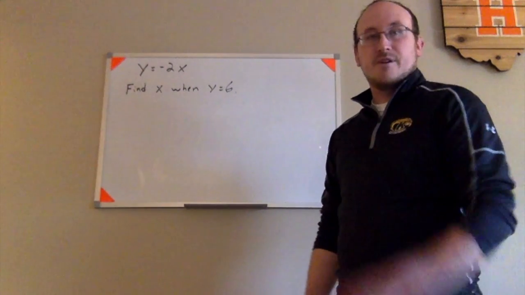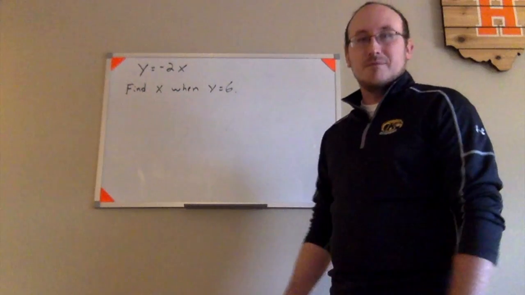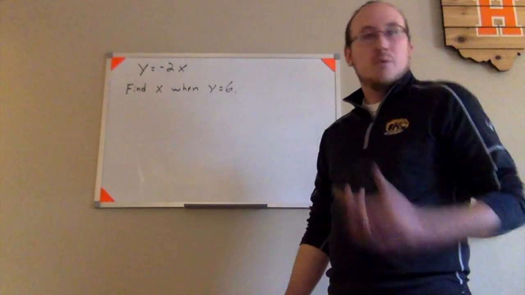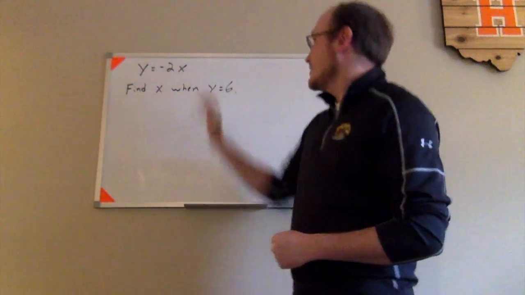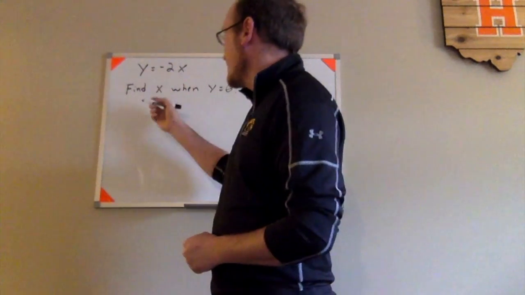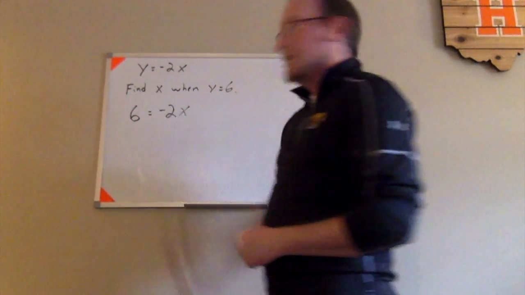Now that we have our direct variation function from before, y equals negative 2x, we're faced with a problem that wants us to find x when y was 6. Well, let's just plug in what we know and then solve for the remaining variable. So find x when y is 6. We'll plug 6 in for y, 6 equals negative 2x. And we'll just solve that for x.